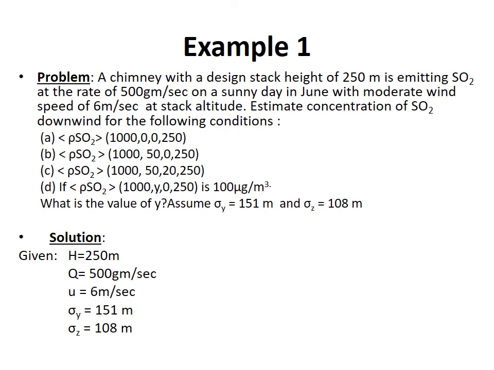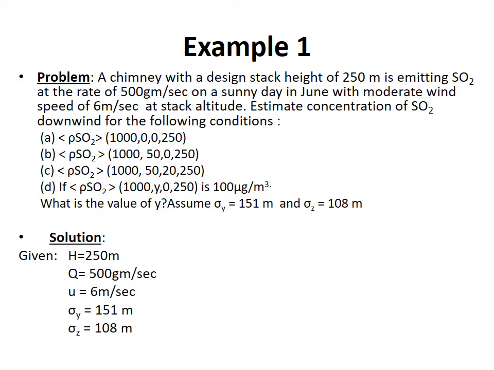So let's start the examples. The first problem is a chimney with a design stack height of 250 meter emitting sulfur dioxide at the rate of 500 gram per second on a sunny day in June with moderate wind speed of 6 meter per second at stack altitude. Estimate the concentration of sulfur dioxide downwind for the following conditions.